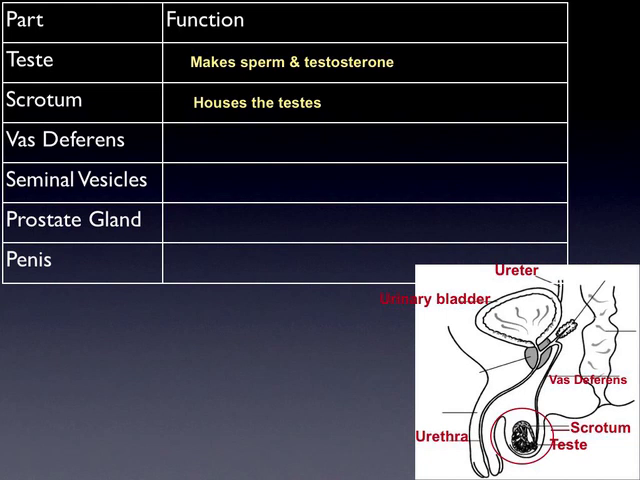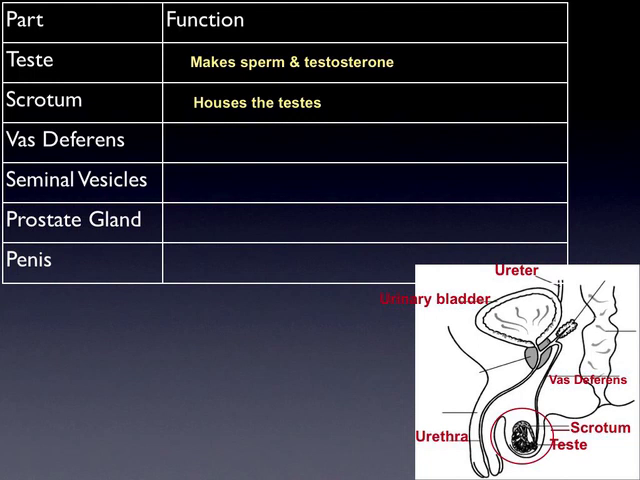Now, does anybody know the name of a procedure that a man can have if he no longer wants to have children, that he can permanently not have children? John? Vasectomy. Vasectomy. And that comes from this name, vas deferens. That's where vasectomy comes from. So you know what they do in a vasectomy? They cut it. They tie it off. Yeah, they cut the vas deferens, this tube.